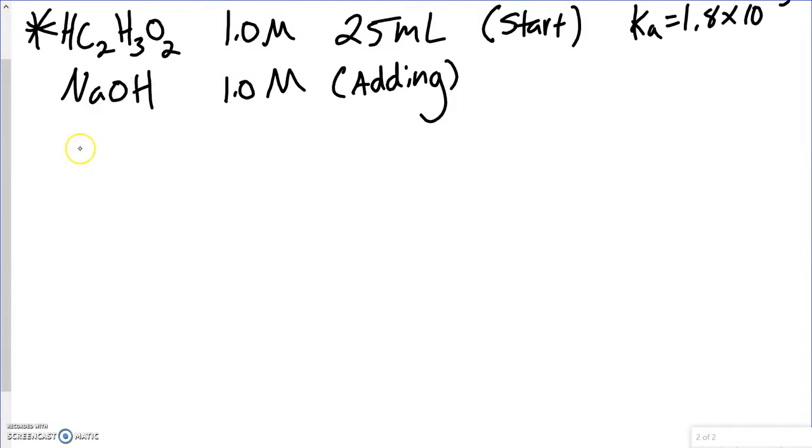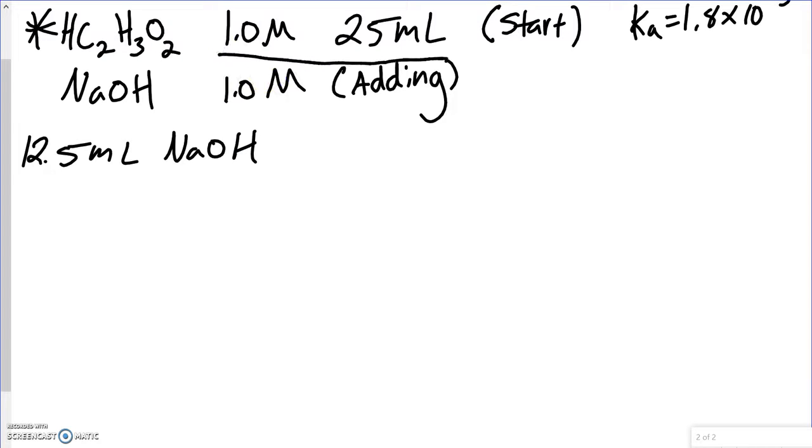So in this case, our midpoint is going to be when we add 12.5 milliliters of the sodium hydroxide to our 25 milliliters of 1 molar acetic acid. Now, how did I know that was my value? Well, if you go back here and we look at our original values, 1 molar, 25 milliliters, we have 0.025 moles of acetic acid.